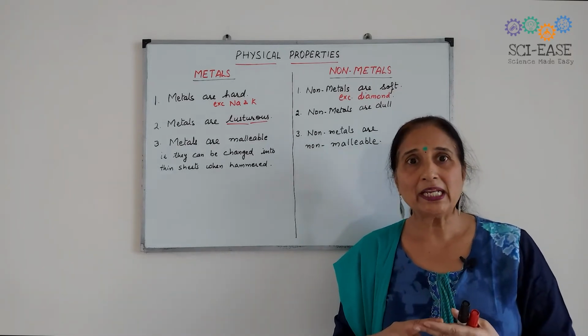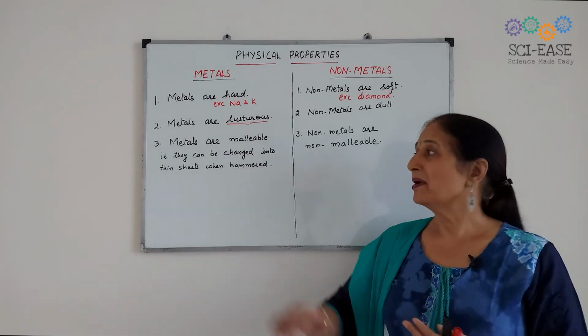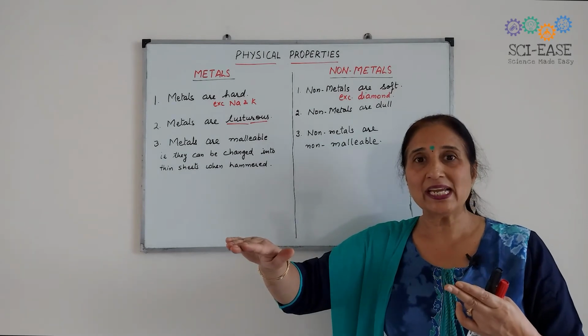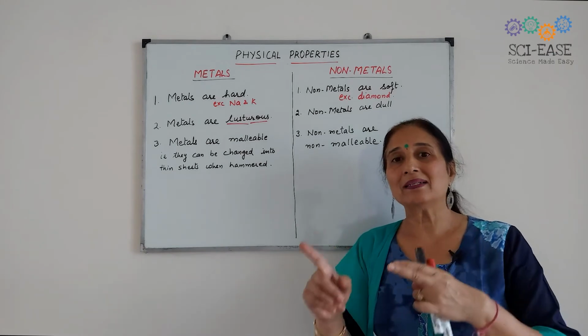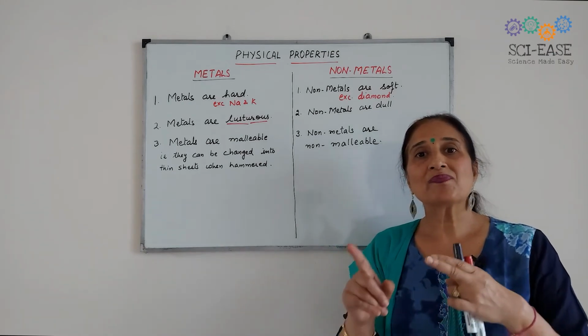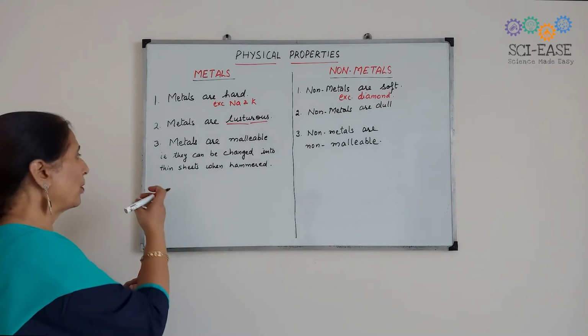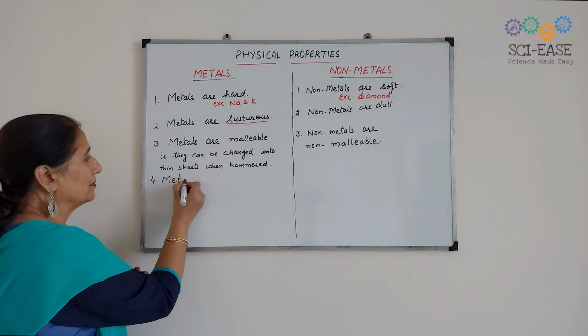What is this property known as? Ductility. This is the ductility. Malleable means they can be changed into thin sheets, and ductile means that metals, they can be drawn into wires. So the fourth property, physical property, is metals are ductile.